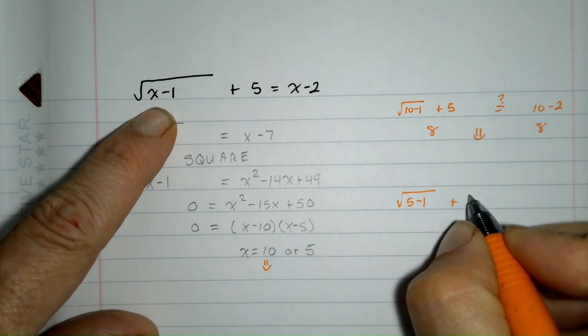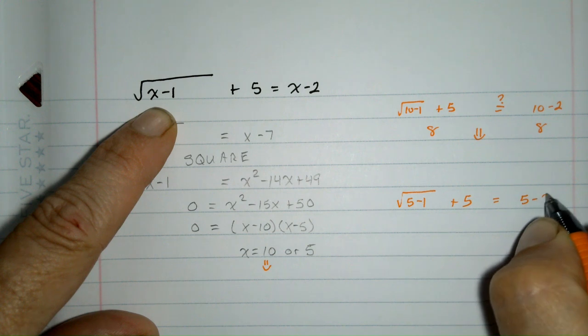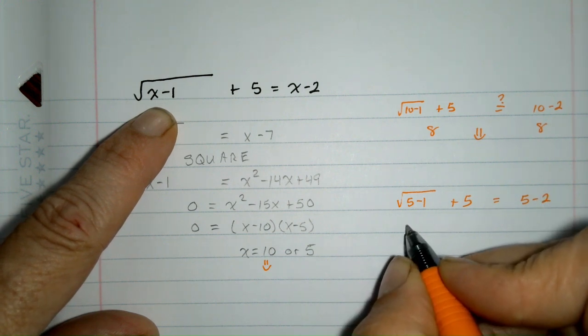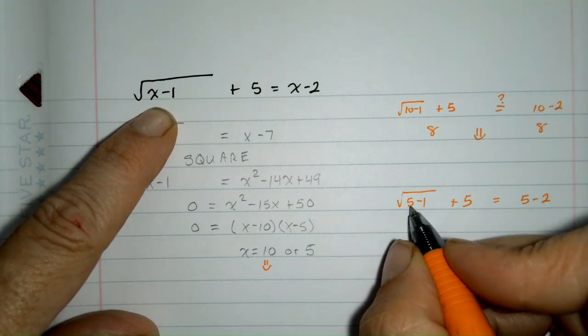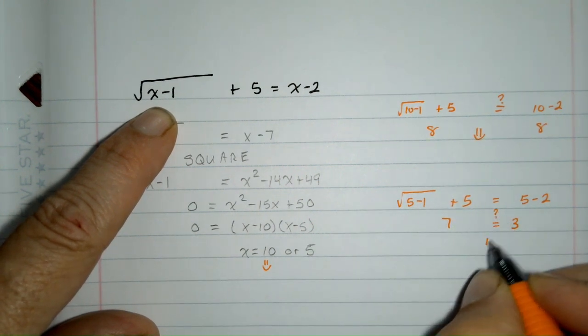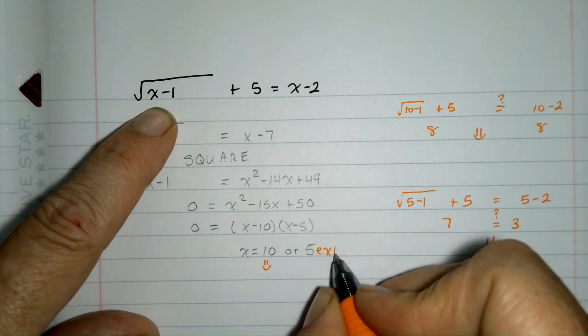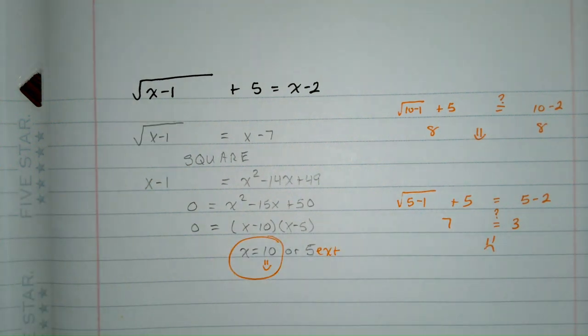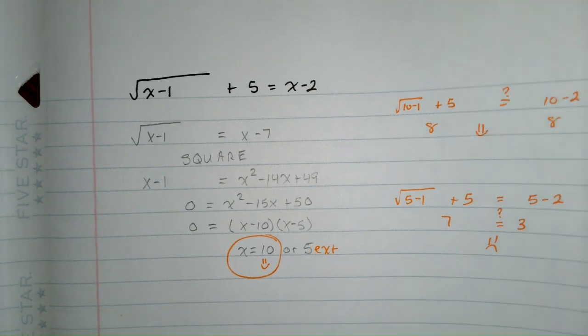5 minus 1 plus 5. Does it equal 5 minus 2? This would be the square root of 4, which is 2, and 2 plus 5 is 7. No. That one's extraneous. X equals 10 is my only answer. So you might ask yourself, is that always the case? Does this always happen like that? Well, let's try one more.